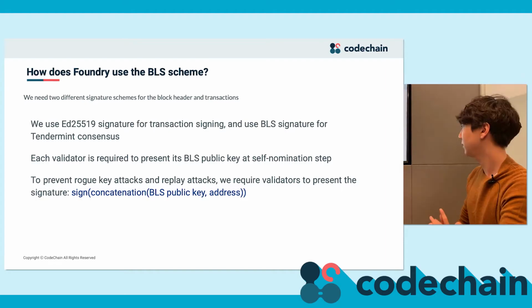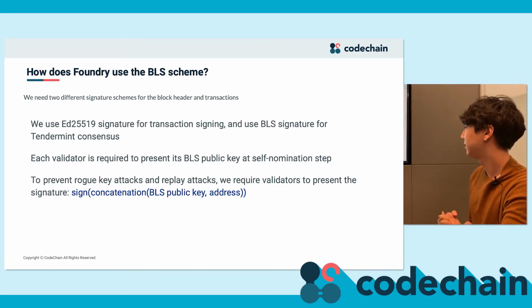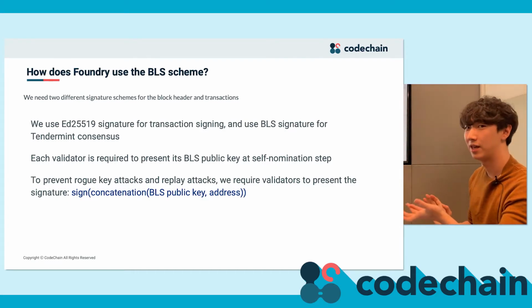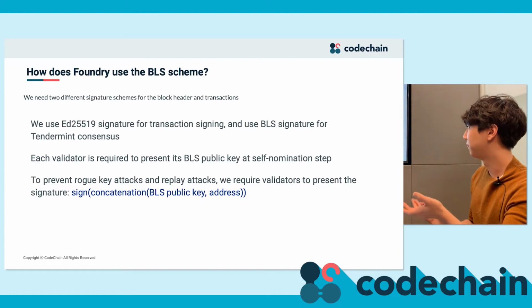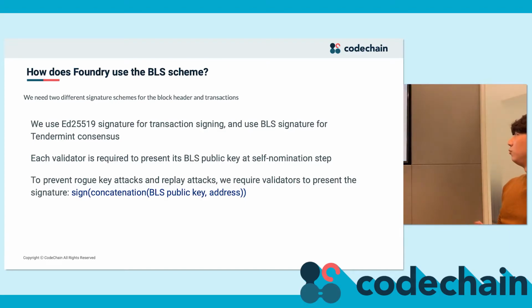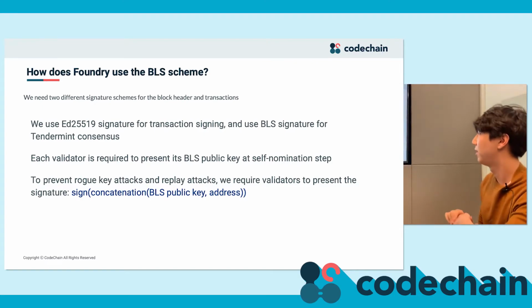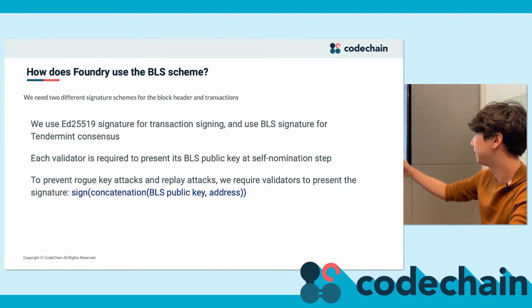blockchain system. And also, since we use different signing schemes for Tendermint consensus, we cannot infer the BLS public key from some other information, so each validator has to present this BLS public key at the self-nomination step, at the registration step. To prevent rogue key attacks and replay attacks, we require validators to present the following signature.